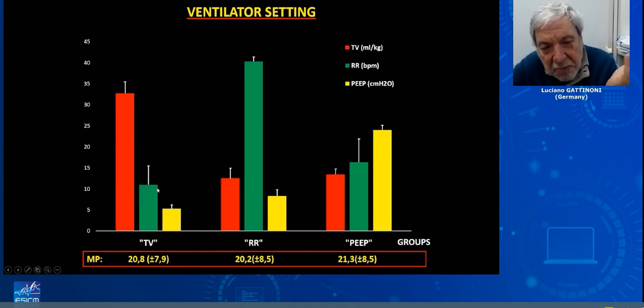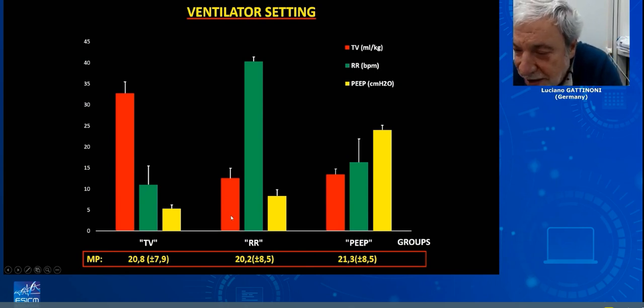Respiratory rate modest, 10, and PEEP, 5, very low. The mechanical power of this set is 20 joules per minute. Then we have another group in which tidal volume is 10 per kilo. You don't kill a normal lung with 10 per kilo.